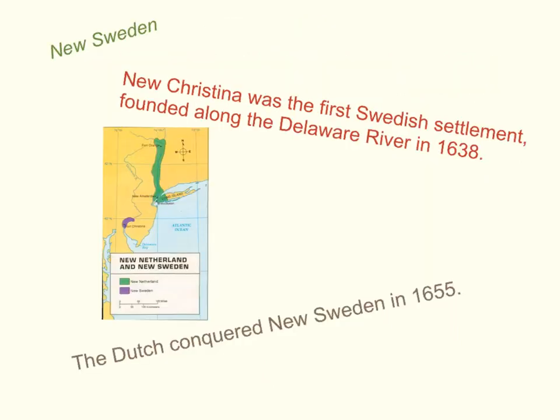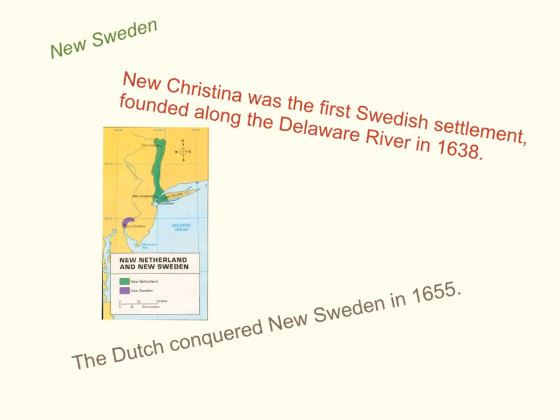The last colony we'll talk about in the Americas is New Sweden. Yes, even Sweden got in on the action. They'll found a colony kind of close to where New Netherland is. If you look at this map here, it's the purple area. That became known as New Christina.